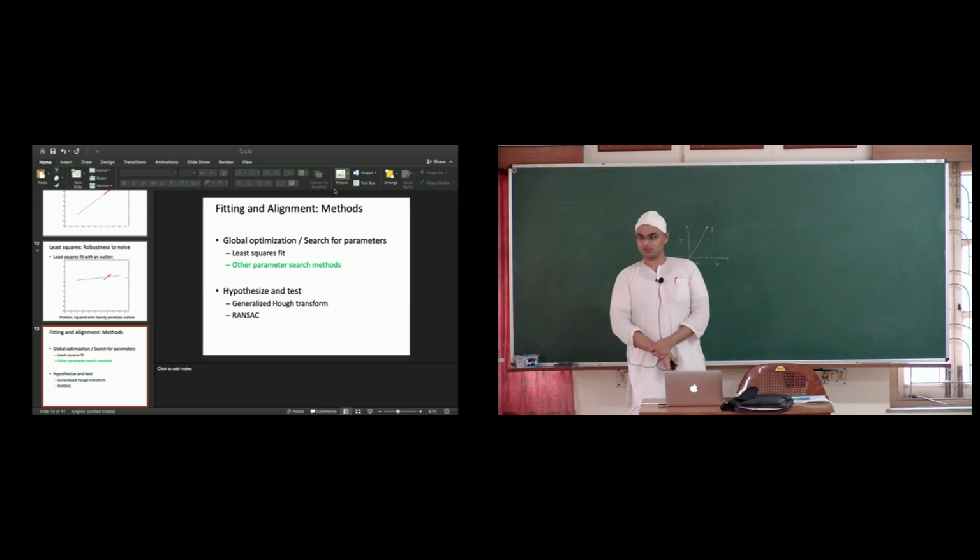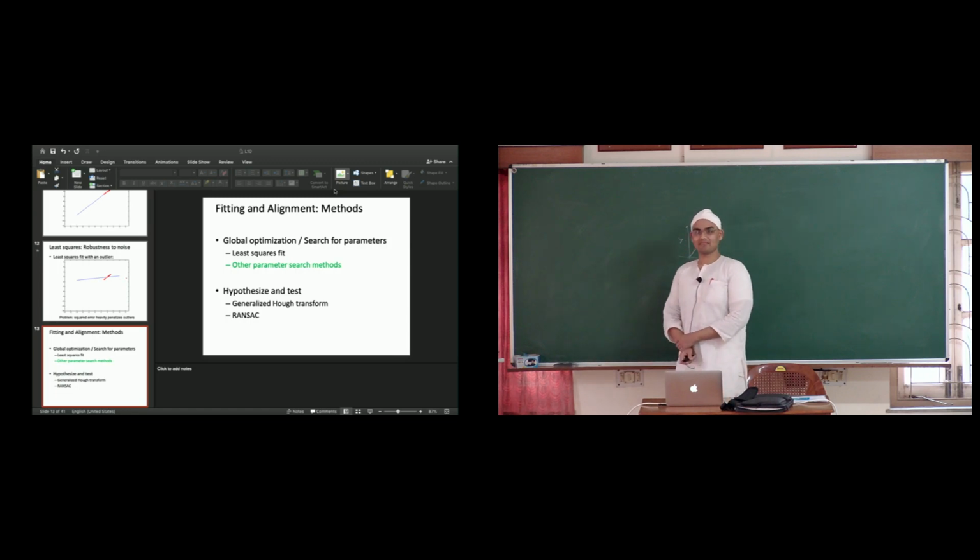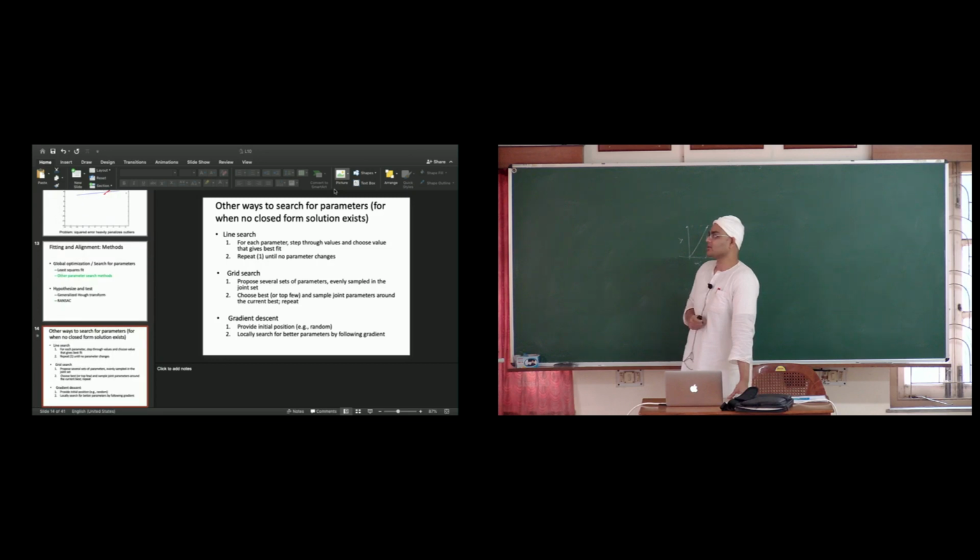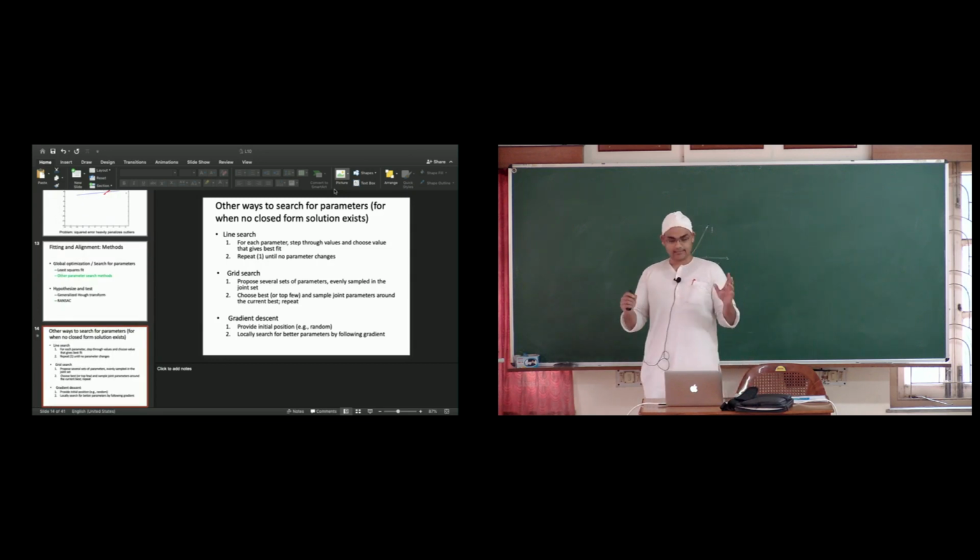So yes, that's what we are going to learn today. Okay. So other parametric search methods are what? Like the line search and the grid search. This is just for completion.